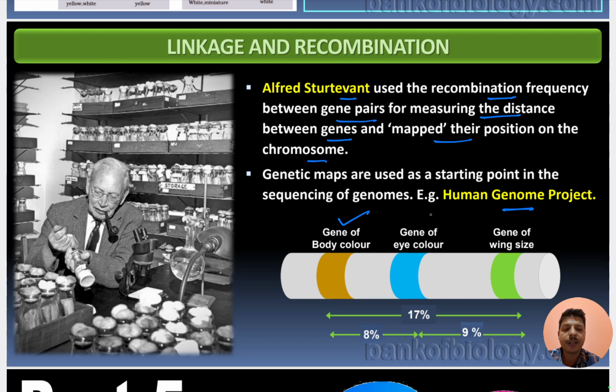And here you can see the gene for body color, gene for eye color, gene for wing size, and the distance like this. Total distance 17%, where the gene for body color and eye color will be at 8% distance, and the gene for eye color to wing size will be at 9% distance.